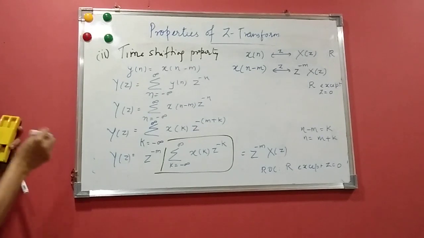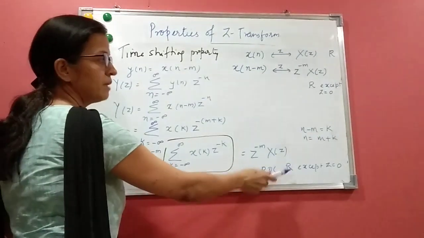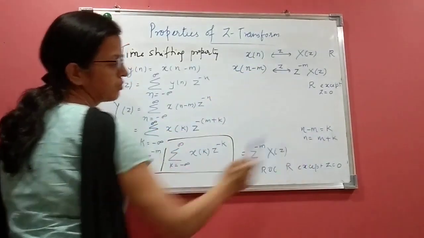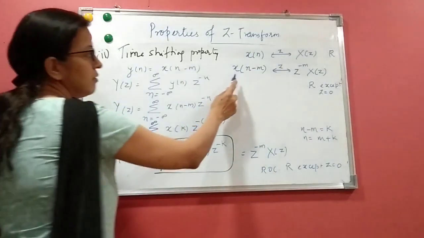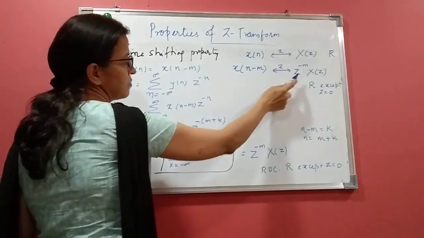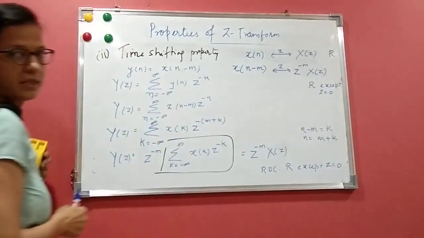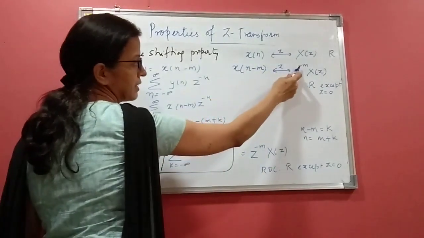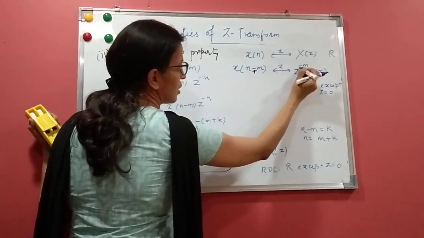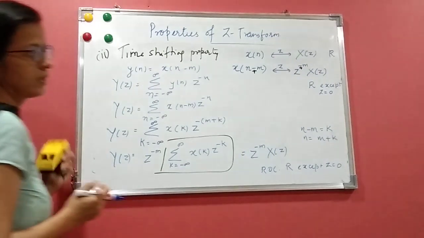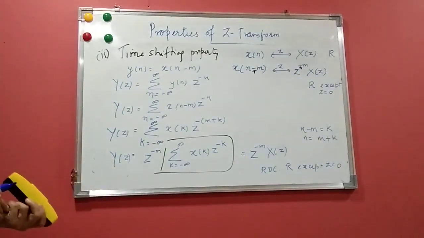So whenever we use this property, the ROC will be the same as that of x of n except z equals 0. Remember this property: x of n minus m has the Z transform z raised to minus m x of z. Minus on this side, minus on this side. If I change it to plus on this side, this side also will be plus. So minus goes with minus, plus with plus.